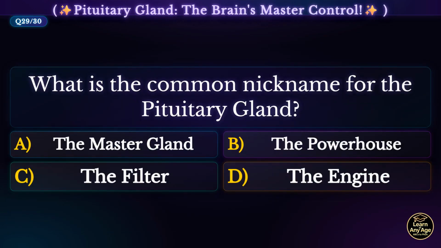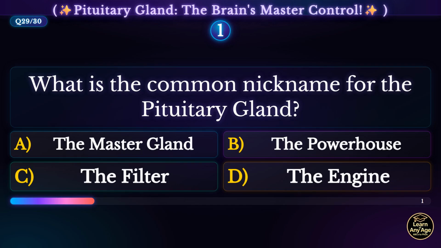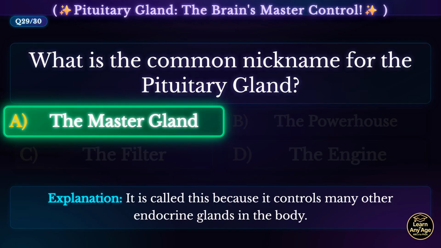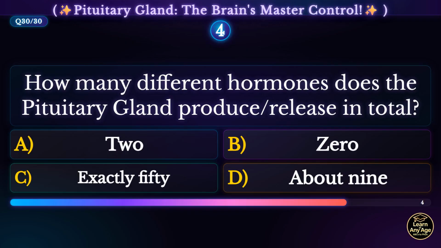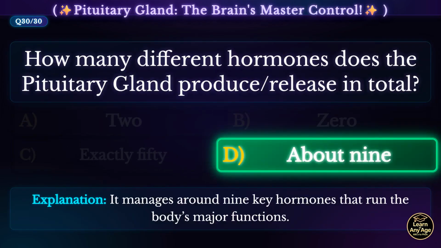What is the common nickname for the pituitary gland? The master gland. It is called this because it controls many other endocrine glands in the body. How many different hormones does the pituitary gland produce and release in total? About 9. It manages around 9 key hormones that run the body's major functions.